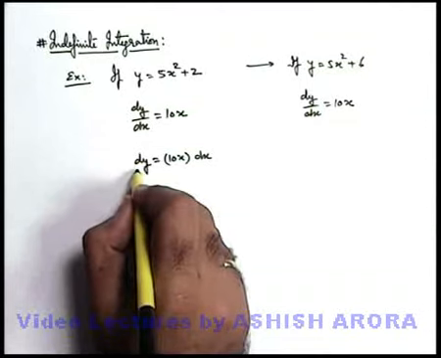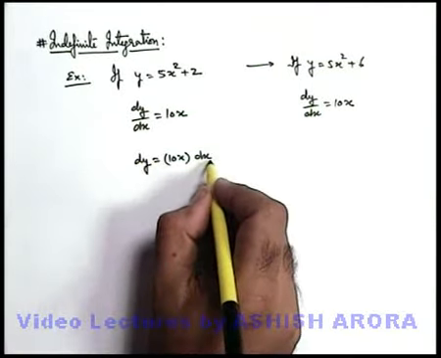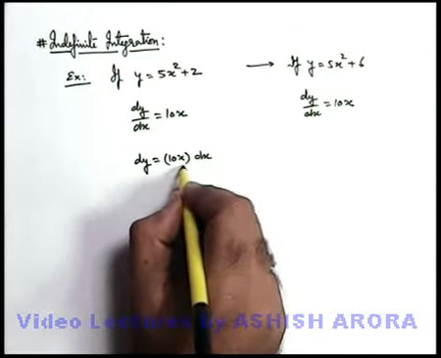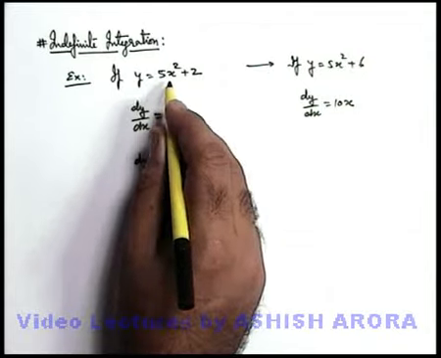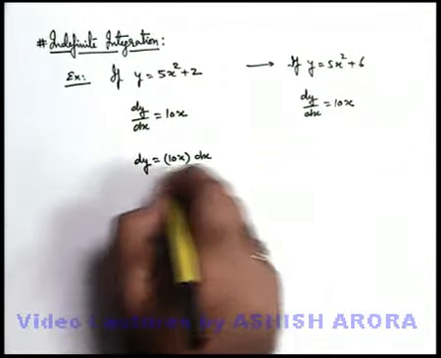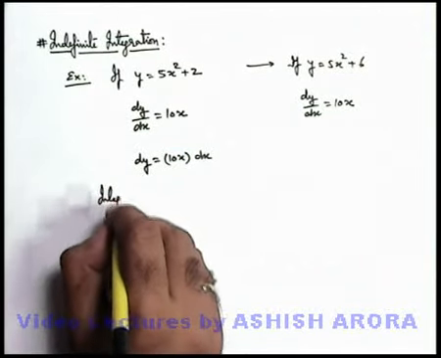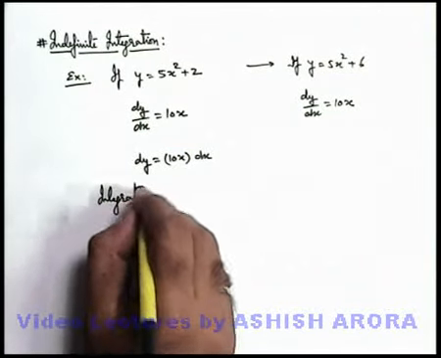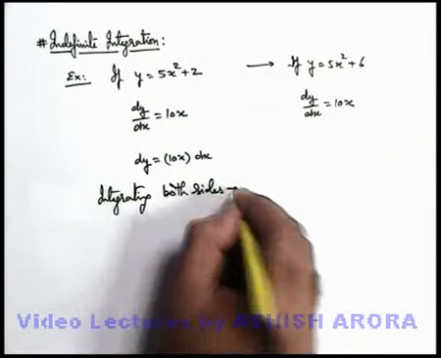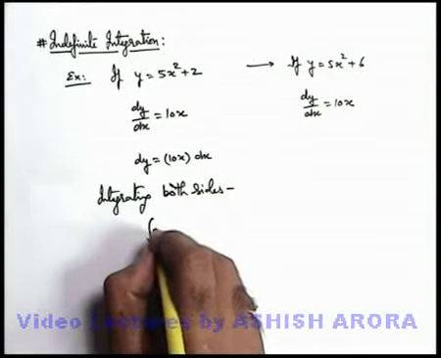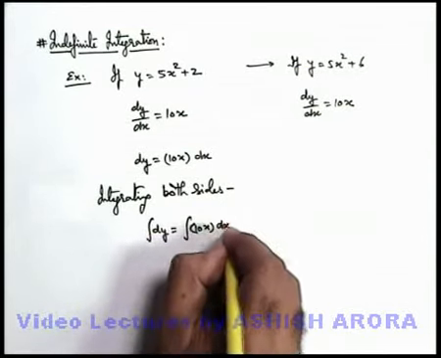Now dy is an elementally small variation in the value of y. Here dx is the small variation in x and 10x is the differentiation of the original function which was given to us. Now here we integrate both of these sides. If we talk about integrating both sides, what will we get? Integration of dy is equal to integration of 10x into dx.